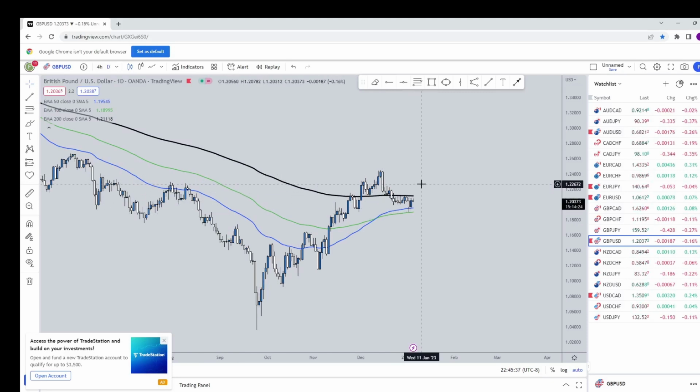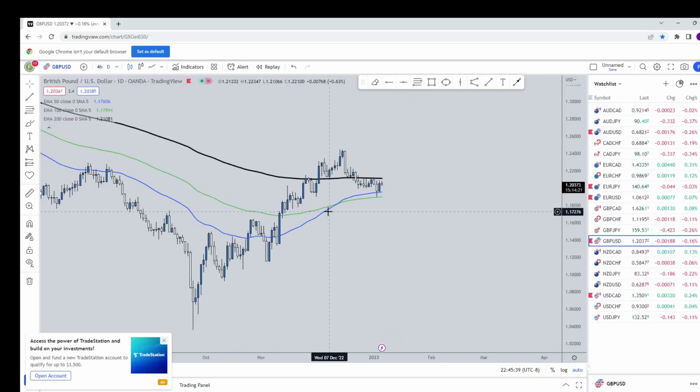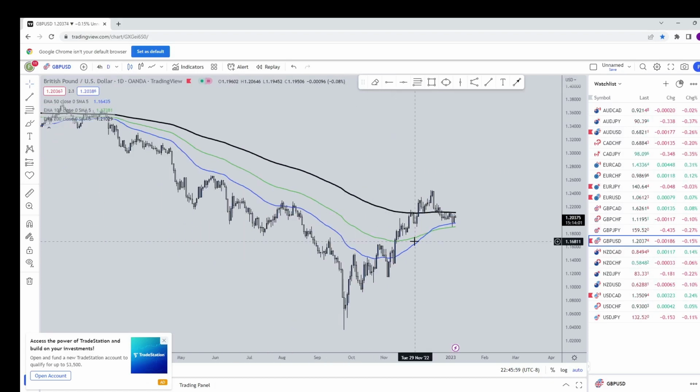But the moment that this blue and the green cross above the black line, now we're looking at an uptrend. As of now, this blue one crossed the green one, and that's fine. We're still in a downtrend. As long as both of these don't cross the black one, we're fine. We're still going to be in a downtrend. There's no change in the direction of the trend as of now.